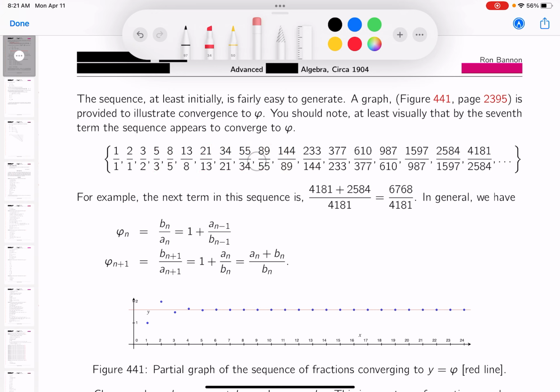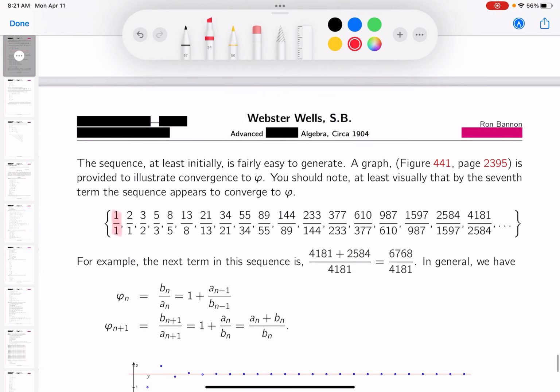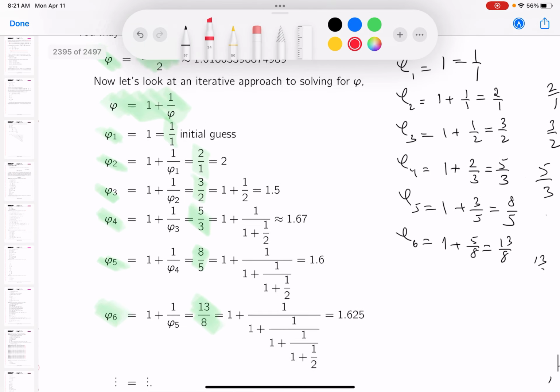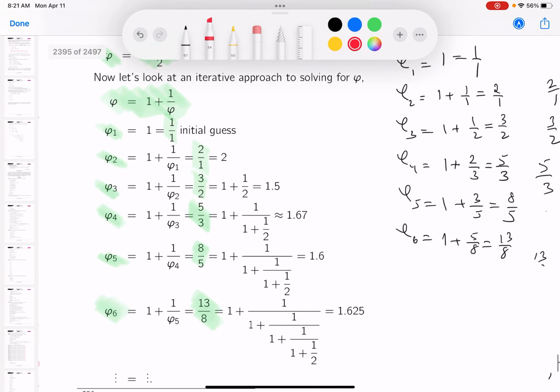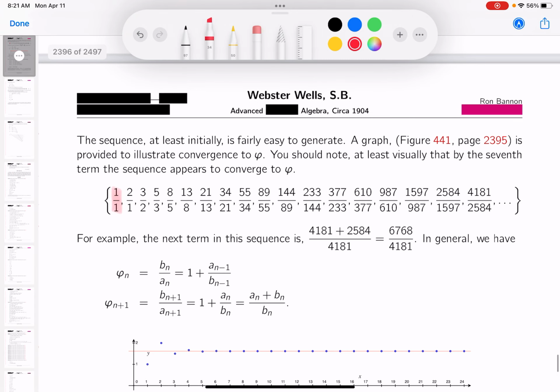Question is, where this number's coming from. Let's take a look at it. And I'm going to say it's these guys here that generate all future terms. And why is that? It's an iterative process. We started out with 1. We wrote it as 1 over 1, and we iterated. We just kept getting the next one, the next one, the next one, the next one.